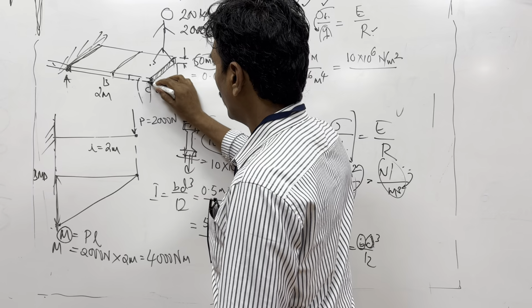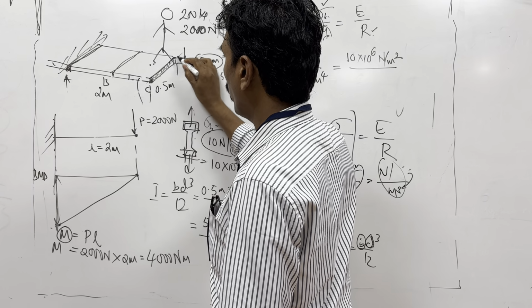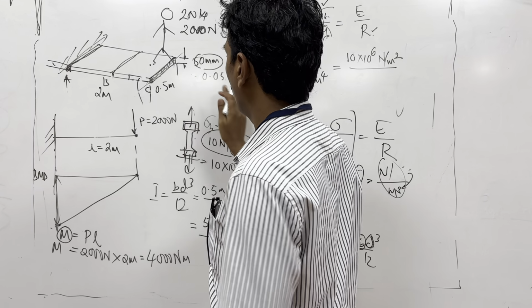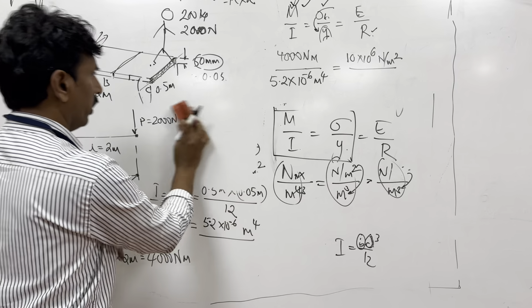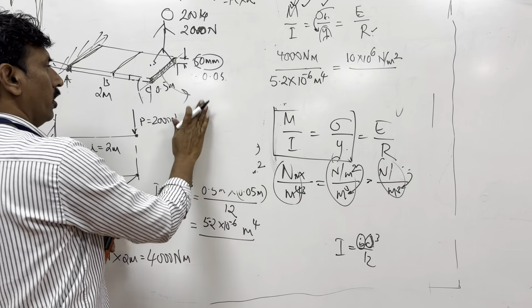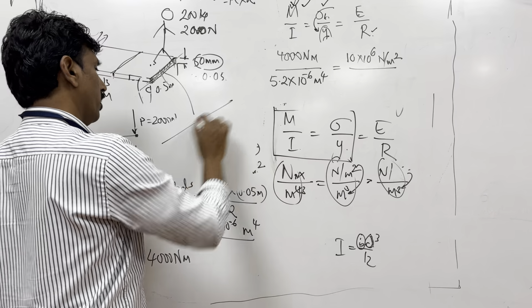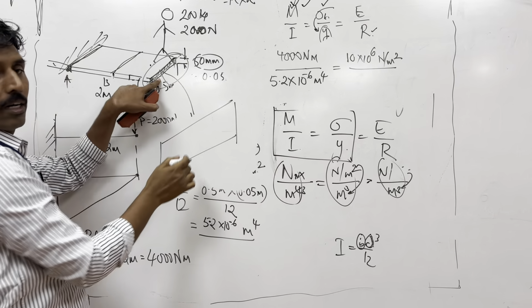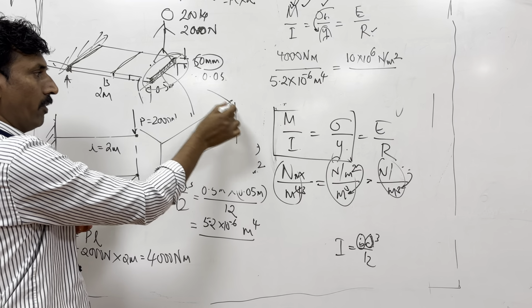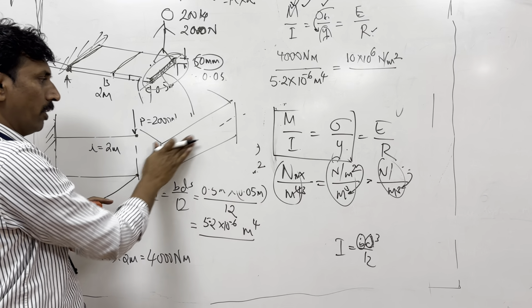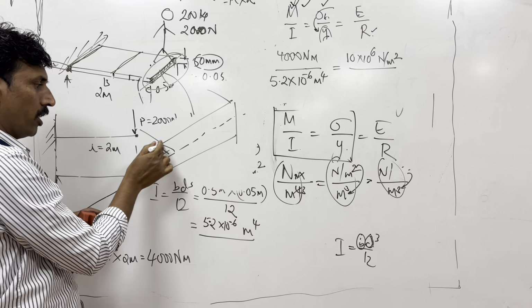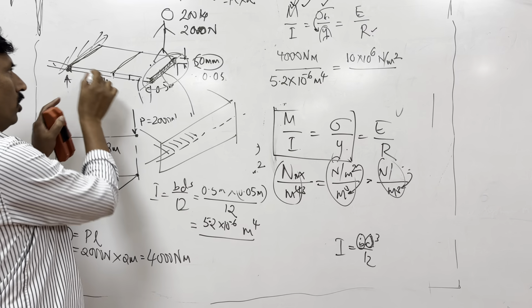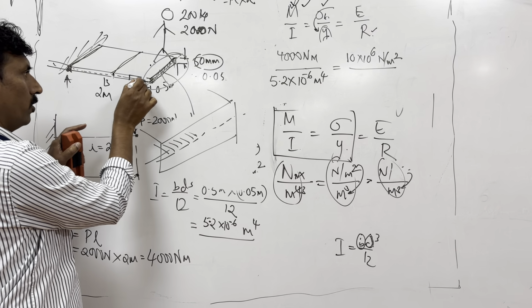Why is the distance from the neutral fiber? The neutral fiber is here. It is a diving board. From this, the neutral fibers will start. Okay, it is the axis of the neutral fiber.